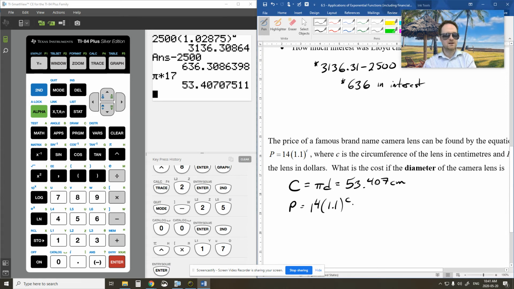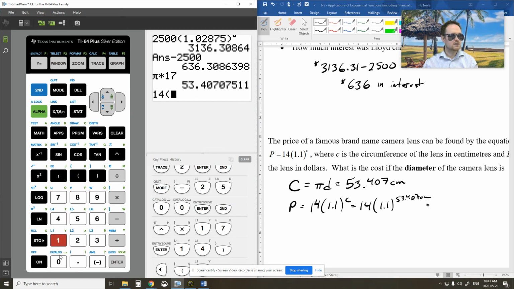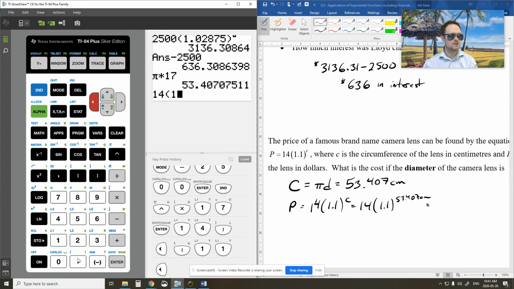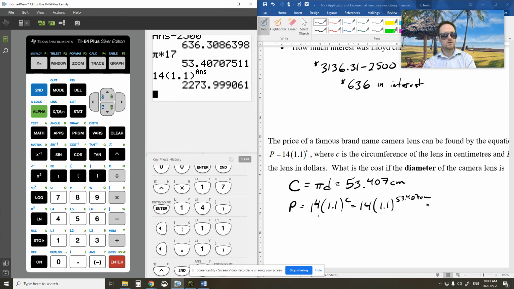These are not very hard. Oops, I didn't put it into the equation. I'll put it in now. So 1.4 bracket, wrong bracket, 1.1 bracket, and that answer there. So second minus gets me the answer. So it's going to cost $2,274 for that lens. It's probably pretty good for that lens.